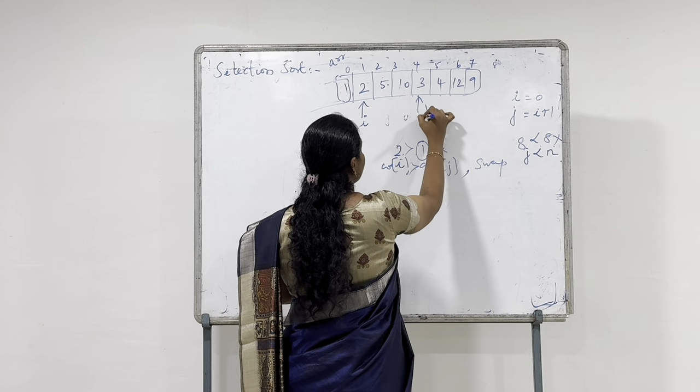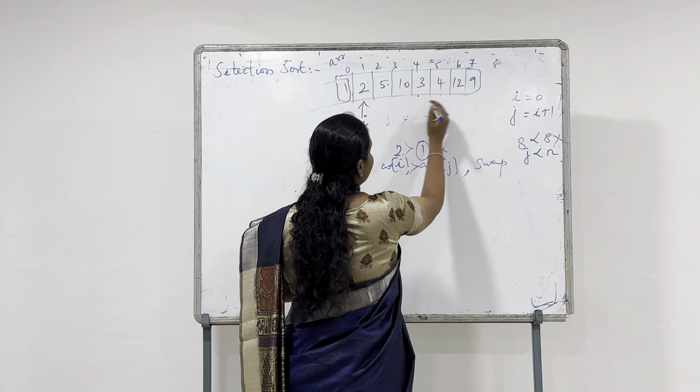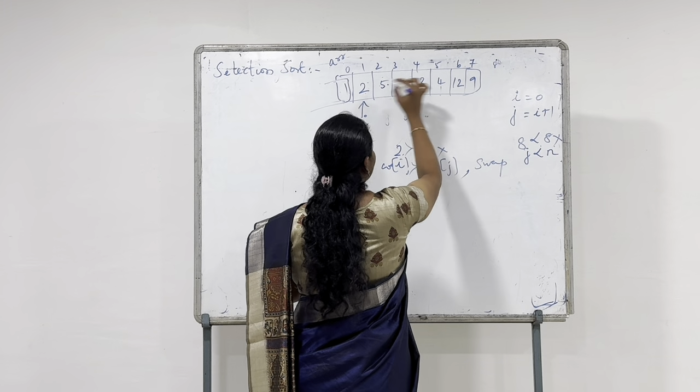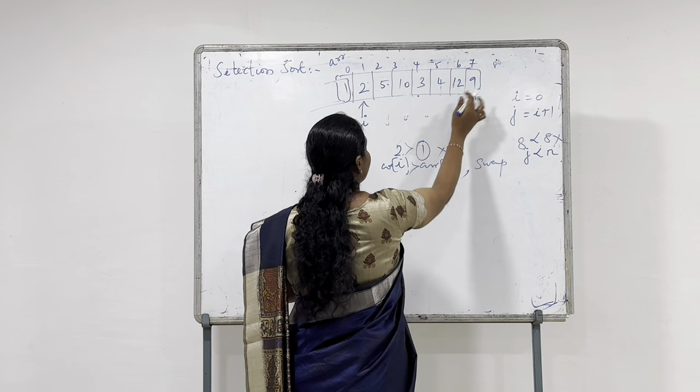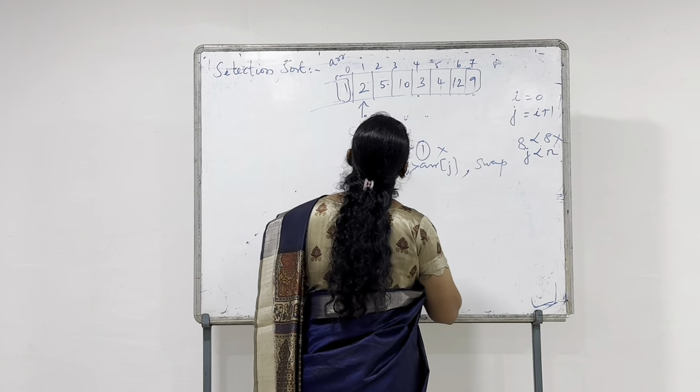And now j is incremented. 2 and 3, 2 is again lesser. 2 and 4, 2 is lesser value. 2 and 12, 2 is lesser. 2 and 9, 2 is again lesser value. Okay, so it comes out from the loop.